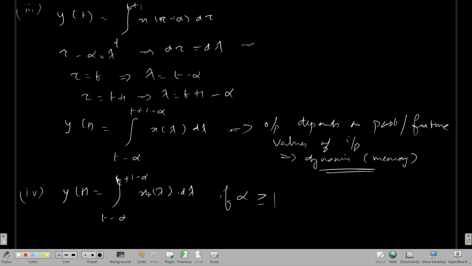Alright, that is, if alpha is greater than or equal to 1, then the output is depending only on past values of the input. Therefore, for alpha greater than or equal to 1, the system is causal. Otherwise, it is not causal. It is non-causal, in the sense it depends on future values also. So that is the causality part.